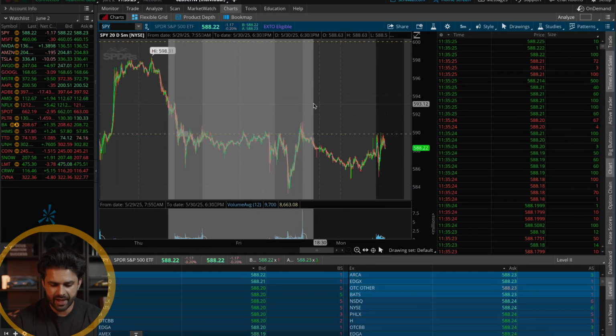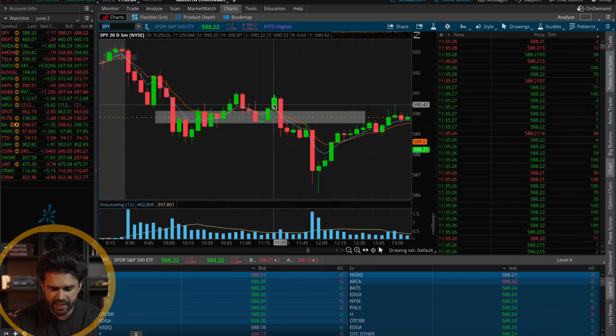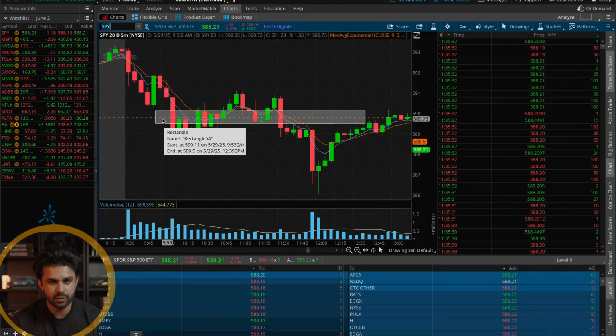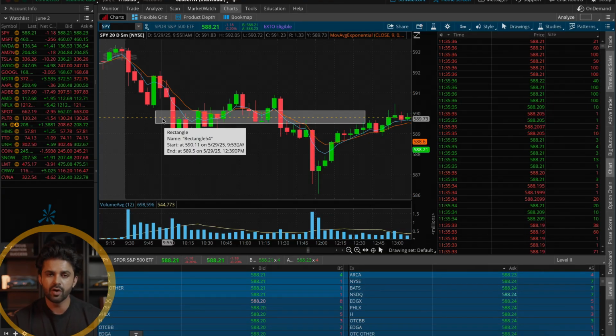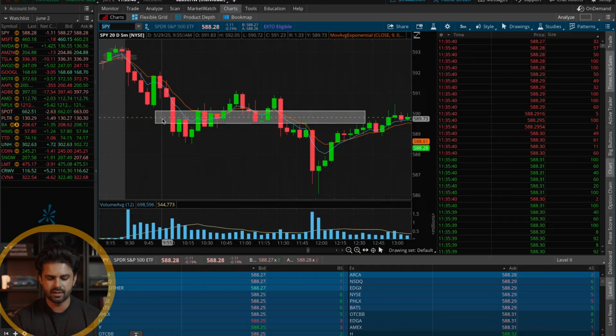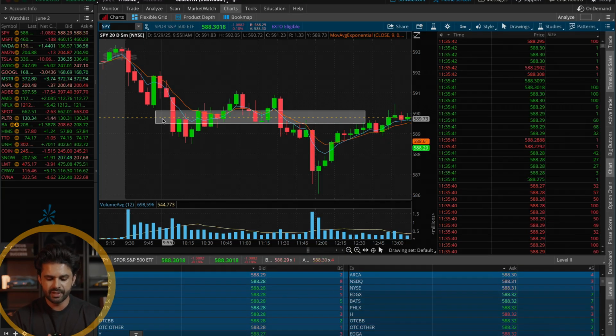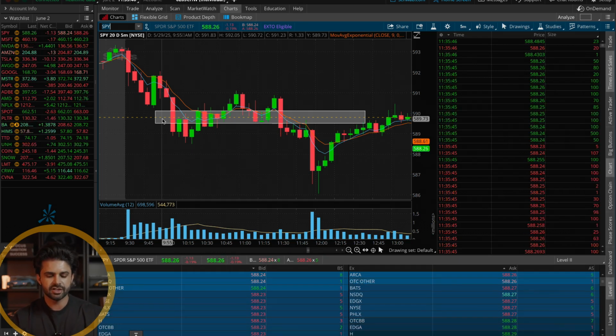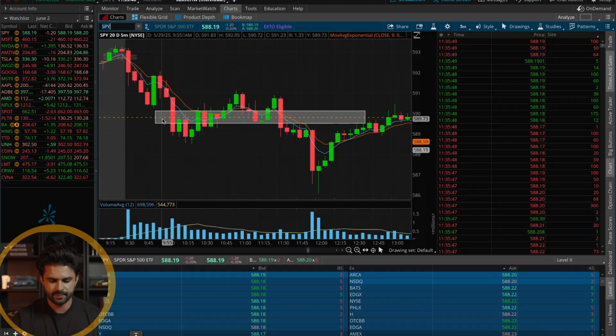So going back to SPY, we can see here that now we have much more relevant information. We have that 590, which was acting as a magnet that day. So in order to trade SPX, for me at least, I like to look at SPY because this gives me enough information to make the judgment call of which direction the stock has more interest.